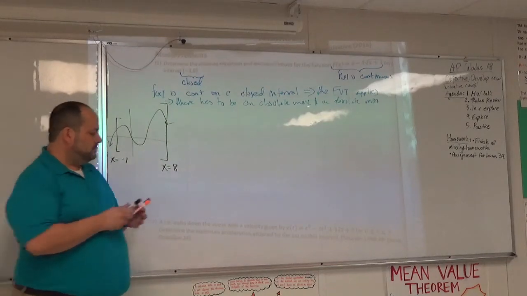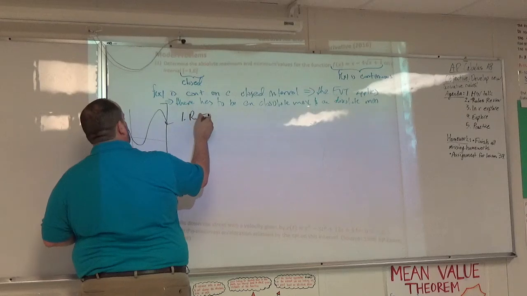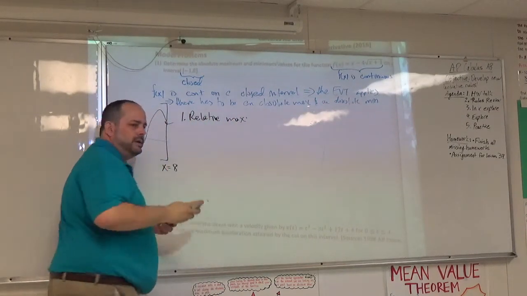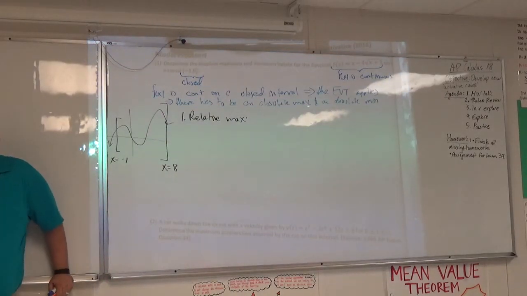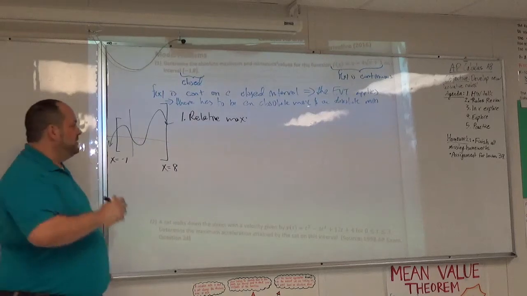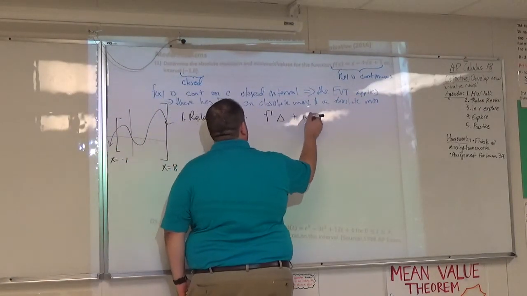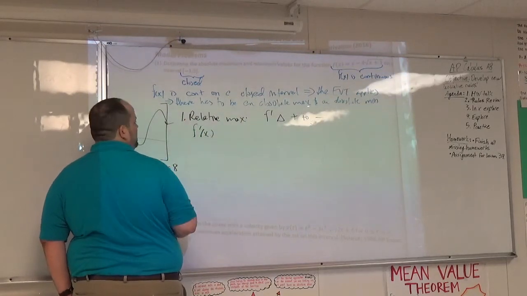All right. So step 1, let's go for relative max. You guys know how to find a relative max, right? How do I find a relative max? I look for where the function goes from increasing to decreasing, or where the derivative goes from positive to negative. So let's look for where f prime makes a change from positive to negative. I bet most of you guys are going to be okay with that.